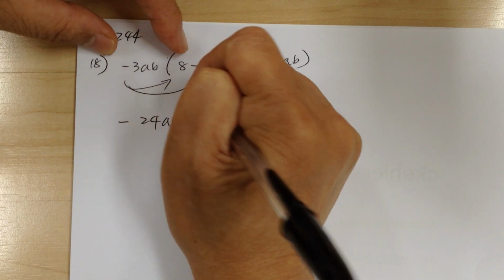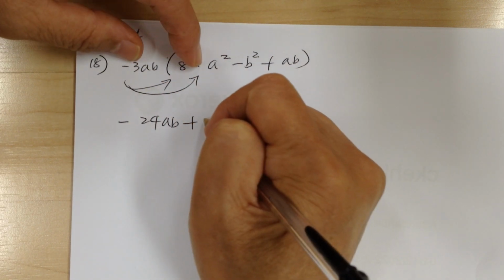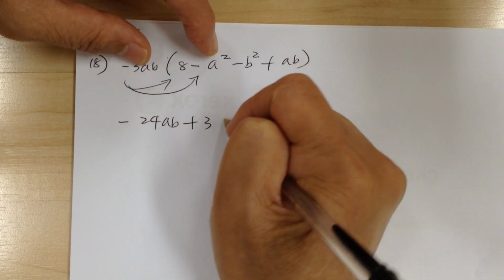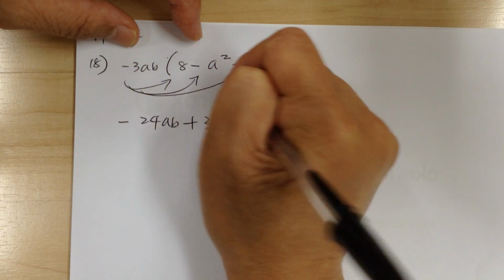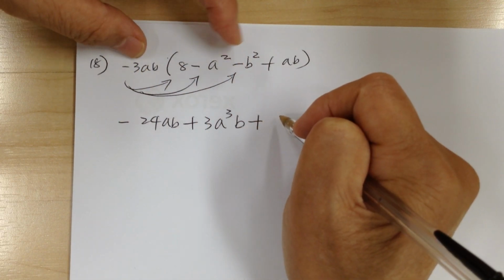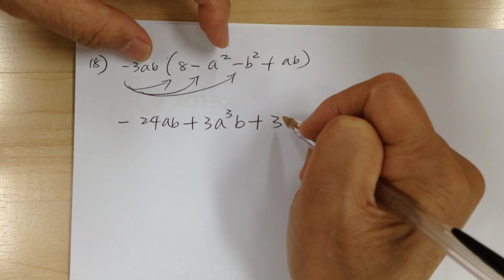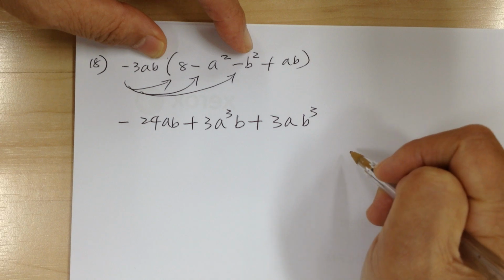Okay, then you go to the next one. Negative, negative is positive. Number 3 times 1 is 3. Alphabet, a times a squared is a cubed, and you got the b, right? Then you go to the next one. So negative times negative is positive, and the number 3 times 1 is 3. Alphabet a, and the b times b squared gives you b cubed, okay?